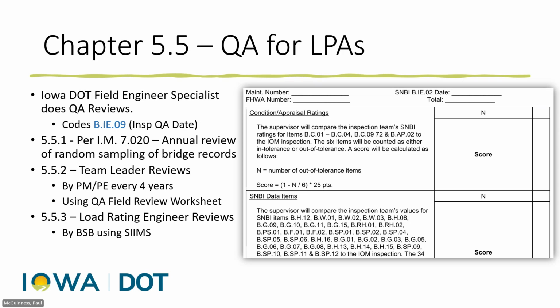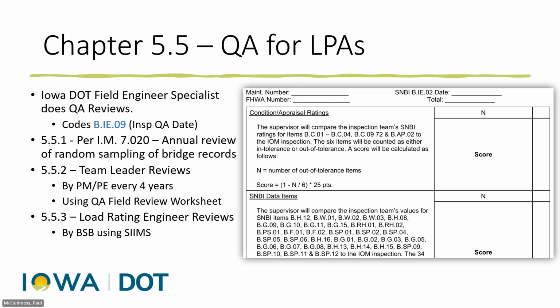The second type of QA review is the one that most people are probably most familiar with. These are team leader QA reviews. These are performed, like I said, by a field engineer specialist. These occur at least once every 4 years for every team leader. The reviewer is going to check to make sure that the team leader has all the proper certs and training and that everything's up to date.